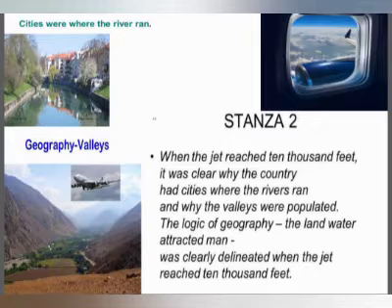In the second part, the poet says that when the plane reached 10,000 feet in the sky, the poet came to know why the cities of countries are located near the rivers and also why the valleys are so populated. Next, the poet provides the logic of geography, which is clearly delineated. Delineated means depicted or shown.